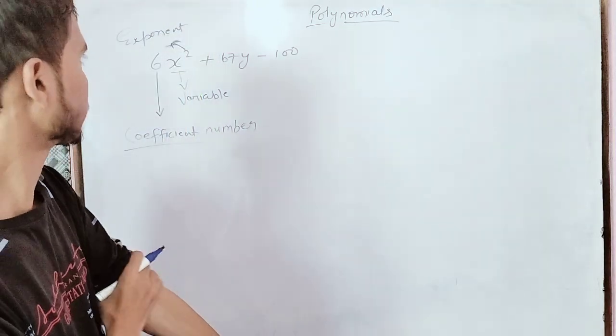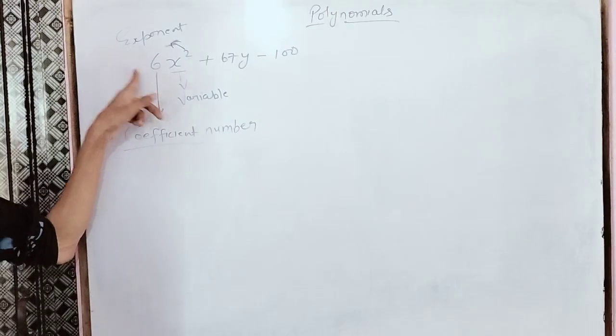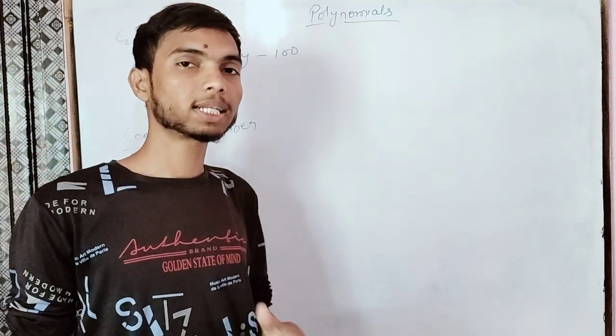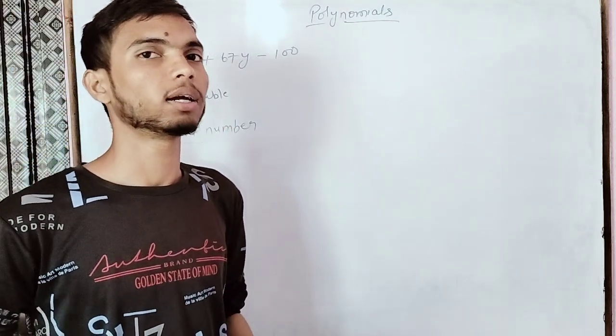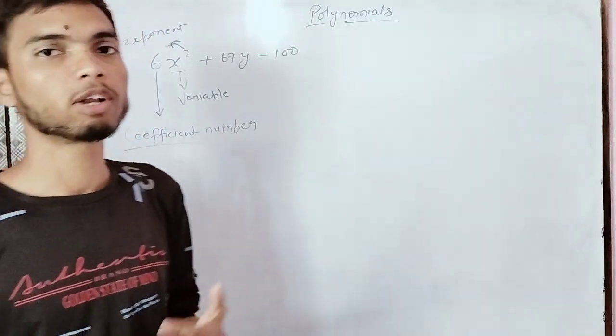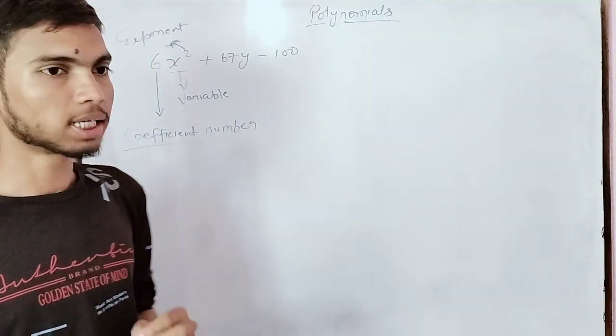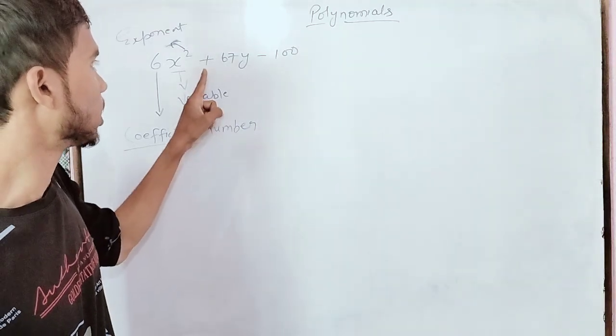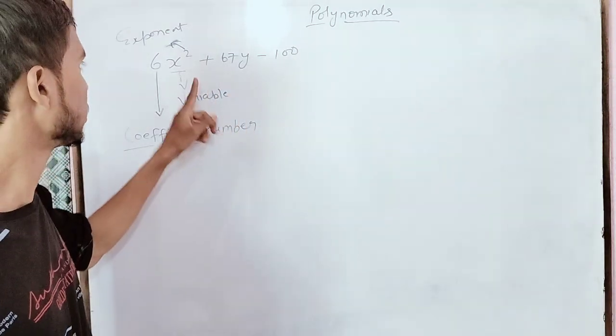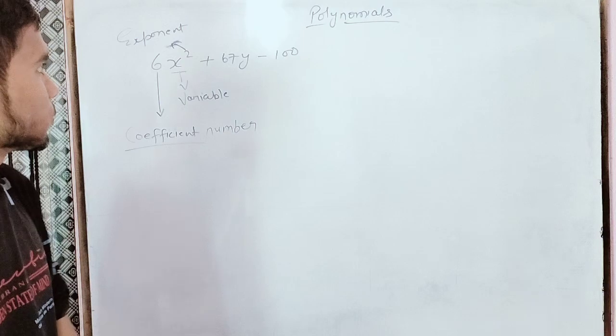Here addition is hidden, but subtraction will not be hidden with any variable or any number. Subtraction will be visible. Addition can be hidden. Here, this is addition.